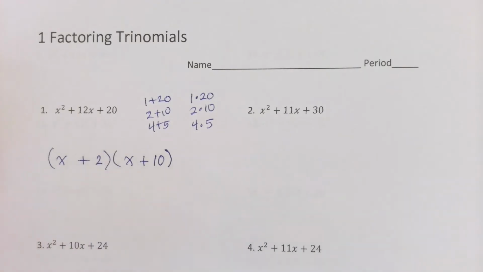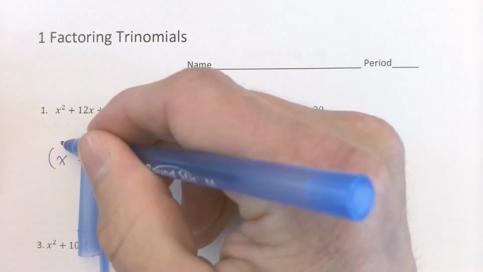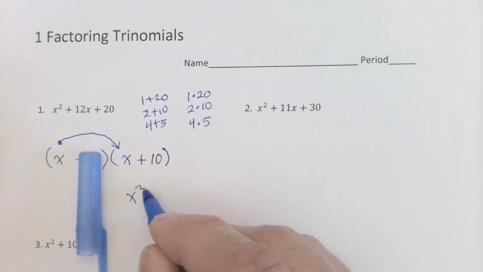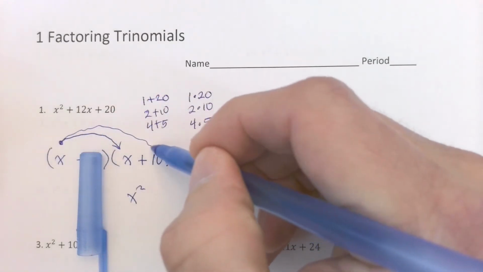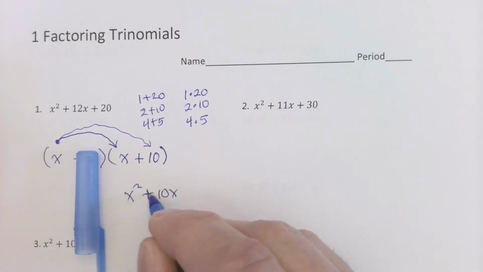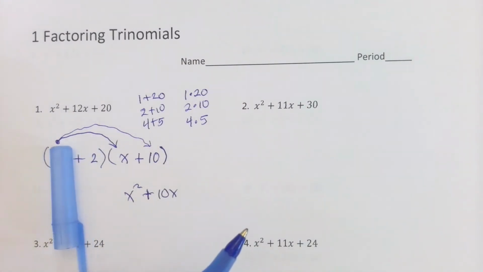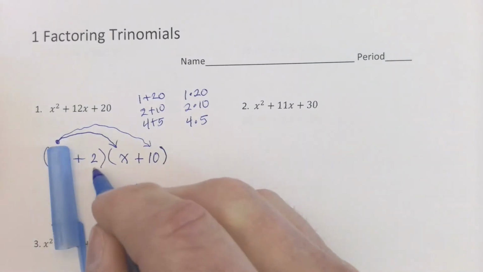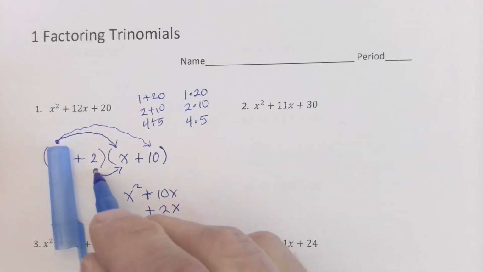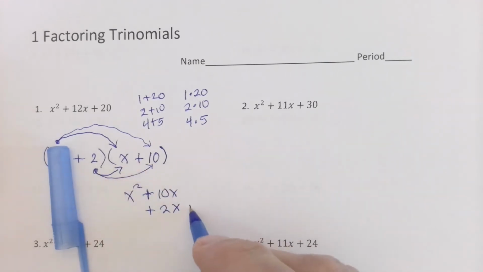This method of checking your work, you don't need to do this every time, but I would encourage you to do it at least a few times so you can get the feel for this. You're going to distribute this x over here, x times x, which you should know makes x squared. You're going to multiply x times 10, and that just makes 10x. Then you're going to shift your attention to this 2, and you're going to multiply 2 times x to get 2x, and you're going to multiply 2 times 10, and that makes 20.